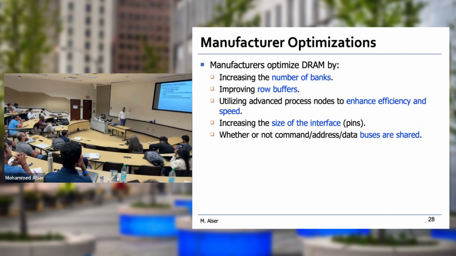Same as we did in the cache. So in the cache, we were improving a lot of things. For example, the number of sets in the associativity, right? Or we could increase the cache itself, the capacity size. Same in here, we could increase the bank size. We could increase the row buffer or improving it, sensing more. We could utilize advanced process node to enhance efficiency and speed. So advanced process nodes related to the transistor level itself. We said at each cell, we need a capacitor and transistor. And transistor could be smaller, so we could fit more cells, right?